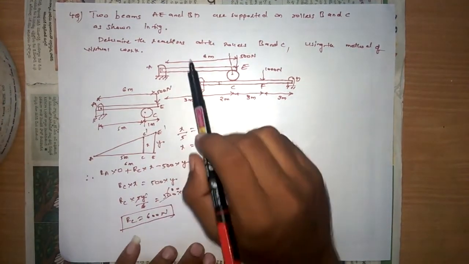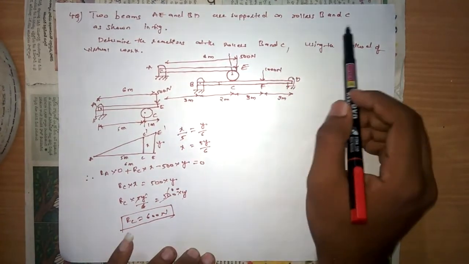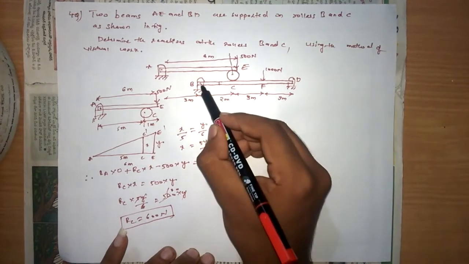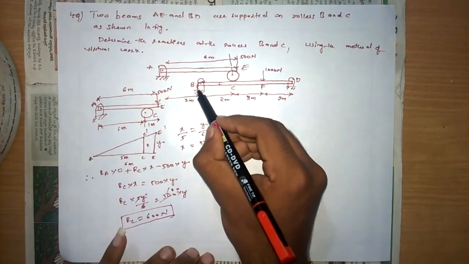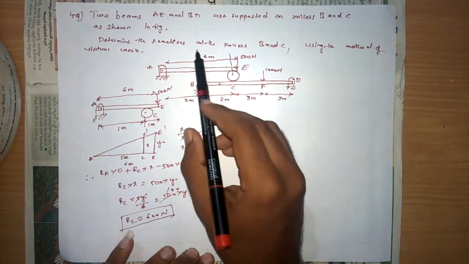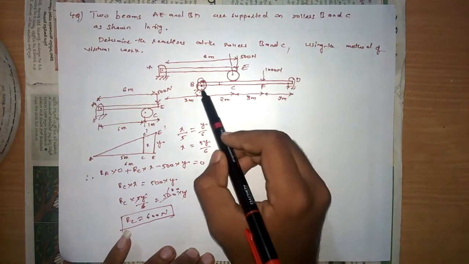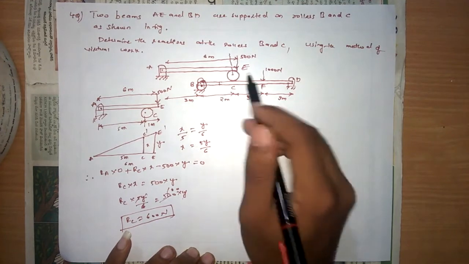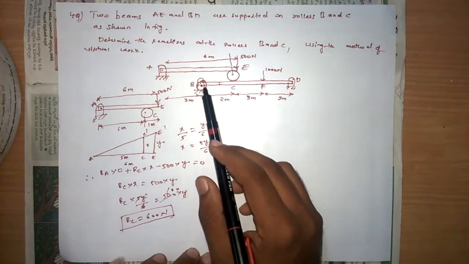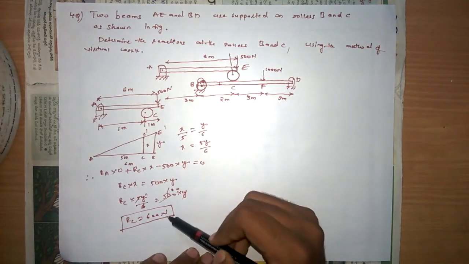Here two beams A and B are supported on rollers B and C. You mentioned that it's rollers. Okay, this is not the hinge, sorry. Please check it and go with the problem. Here it is the roller, that is, the rollers B and C. Sorry about this. Now we have considered one beam, and we got the reaction RC as 600 newtons.